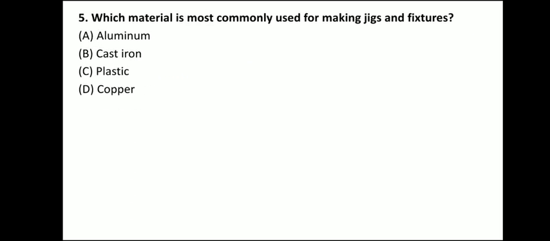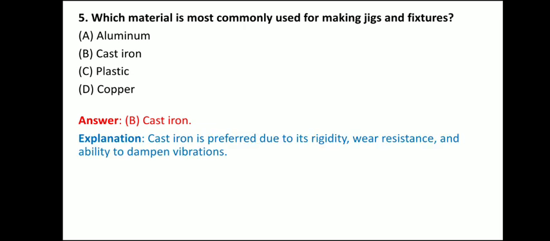Next question: which material is most commonly used for making jigs and fixtures? The answer is cast iron. So cast iron is basically used to manufacture jigs and fixtures. Cast iron is preferred due to its rigidity, wear resistance, and ability to dampen vibrations. Even the beds of machines are made of cast iron because it absorbs vibration. It has damping properties.